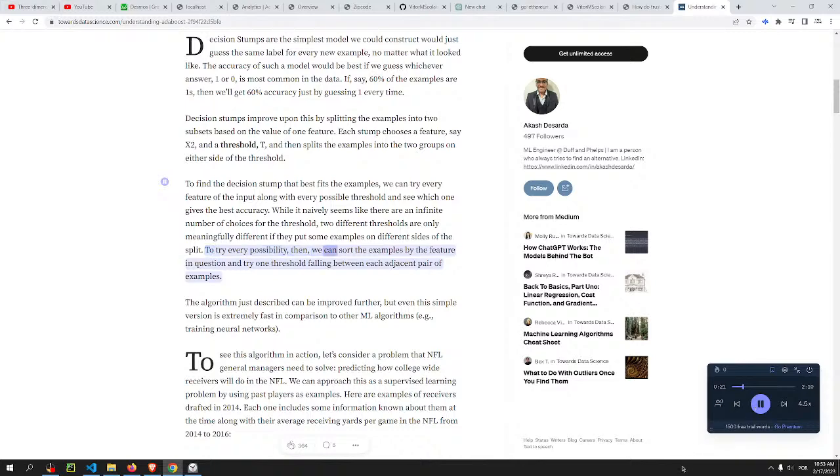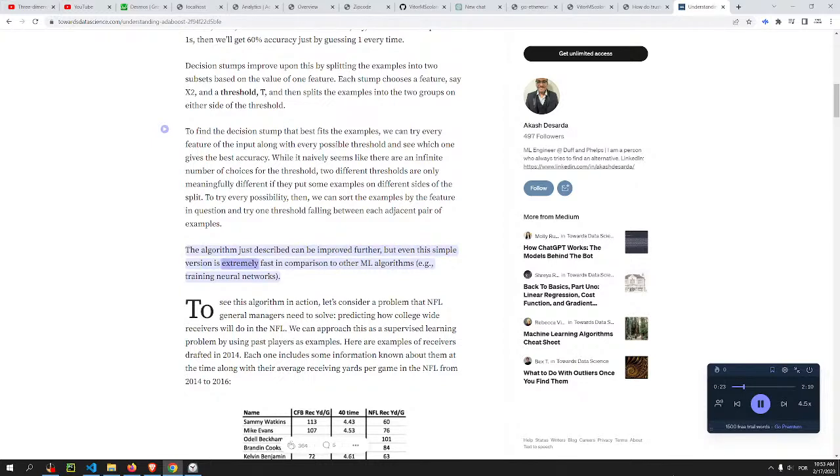Possibility, then, we can sort the examples by the feature in question and try one threshold falling between each adjacent pair of example. The algorithm just described can be improved further, but even this simple version is extremely fast in comparison to other ML algorithms, example training neural networks.